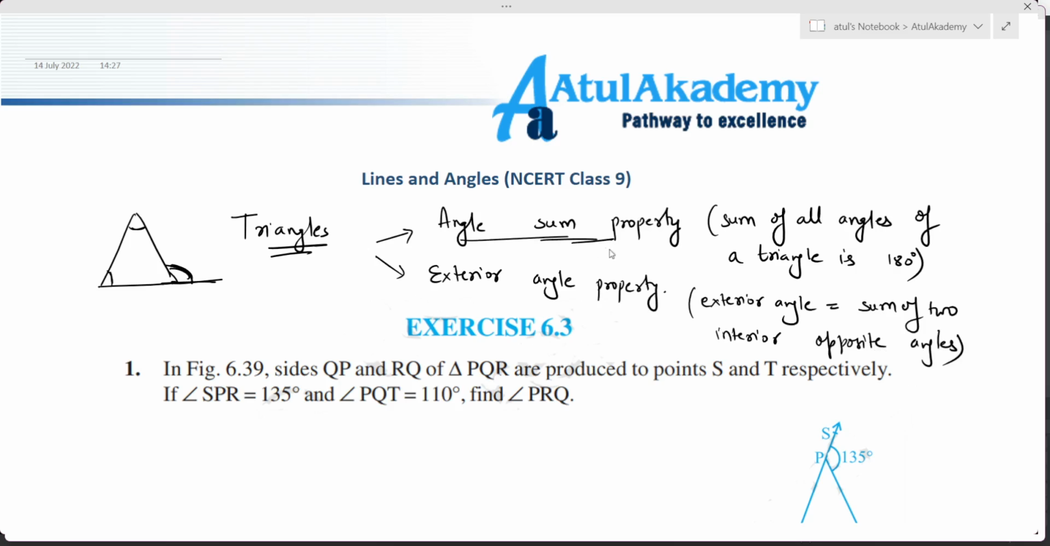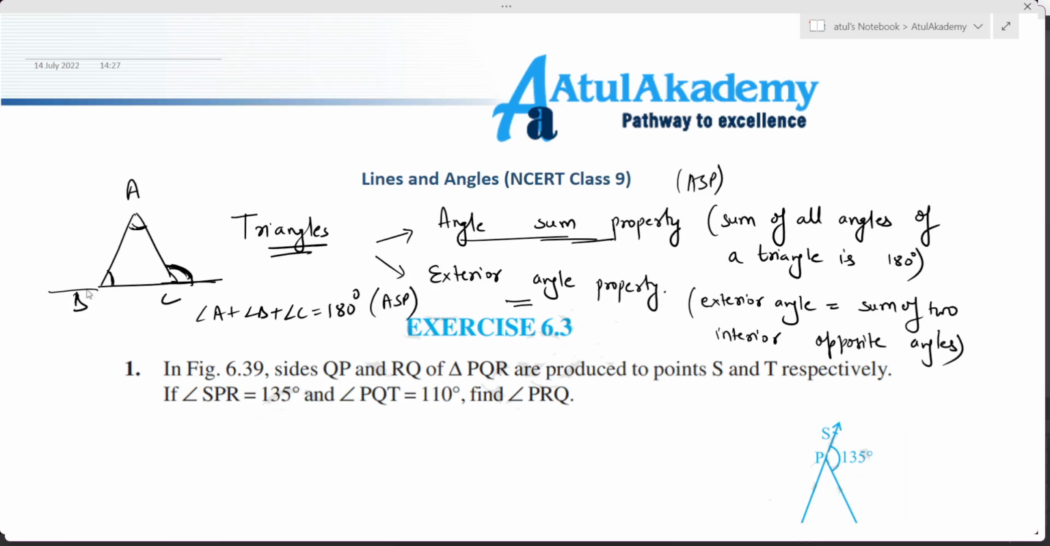So which two properties are we going to use? I'll again repeat: the angle sum property, which we write as ASP, where the sum of all angles of a triangle, say A, B, C, is 180 degrees. That is, angle A plus angle B plus angle C is 180 degrees, and whenever we write this, we always mention the reason, angle sum property.